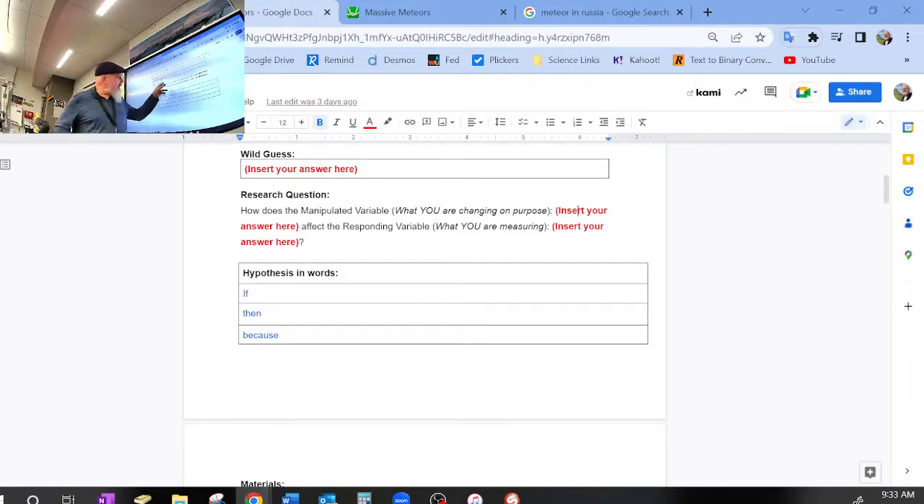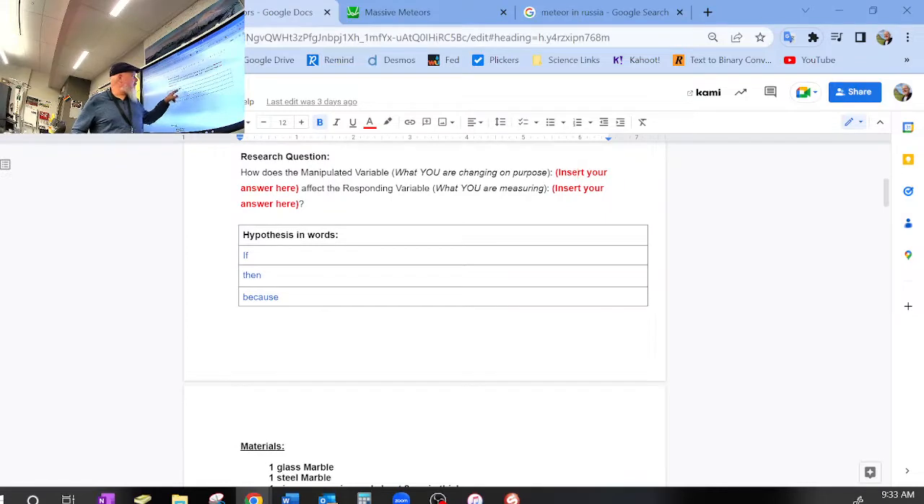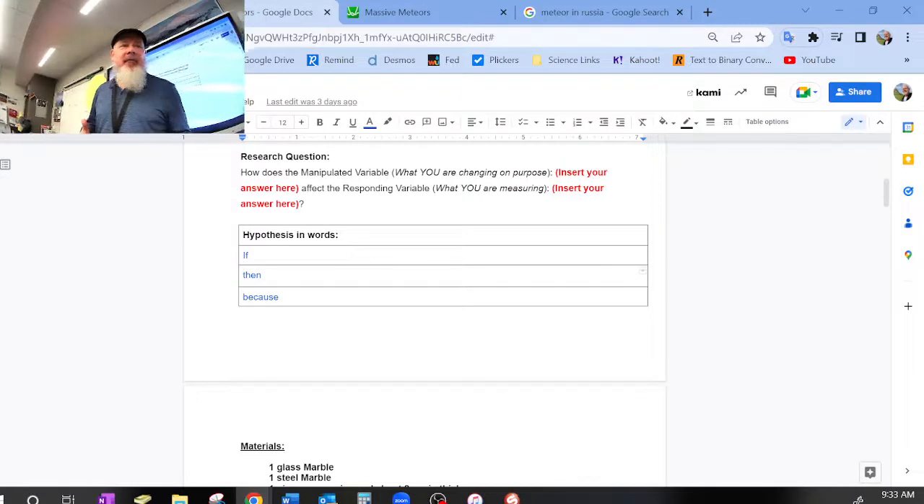That follows once we get that written, then we write our hypothesis. If we do this, then I think this will happen, and then the reason. I'll help you out with the reason. The reason for it probably has something to do with that equation, force equals mass times acceleration.